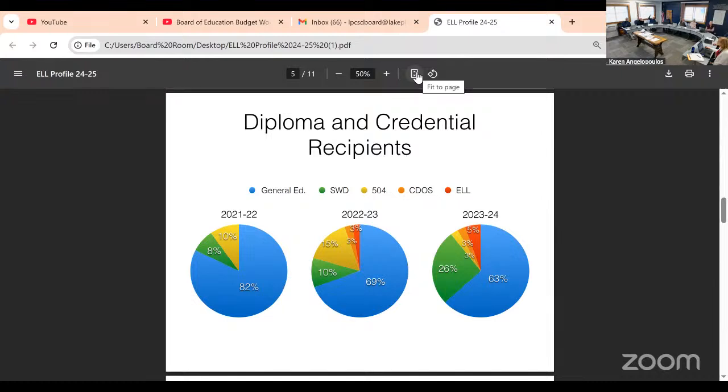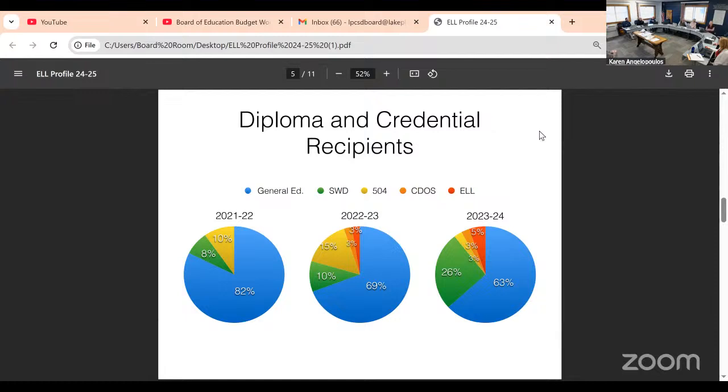I have a question here. With a really small population, it's probably hard to see trends, but do you see trends? And can we project out a couple of years as to what this pie is going to look like?